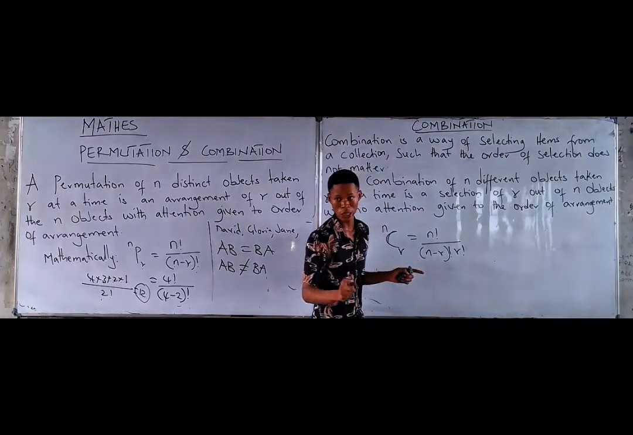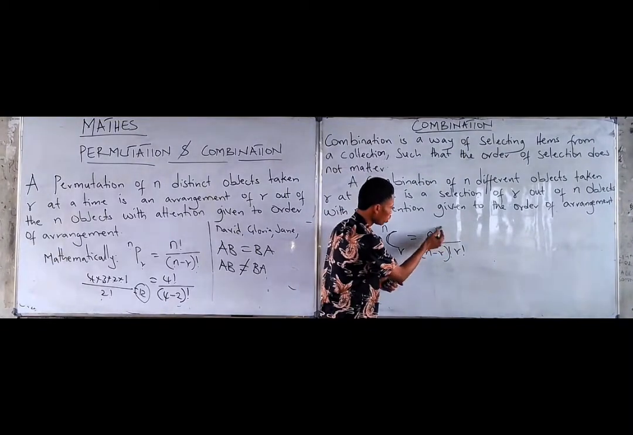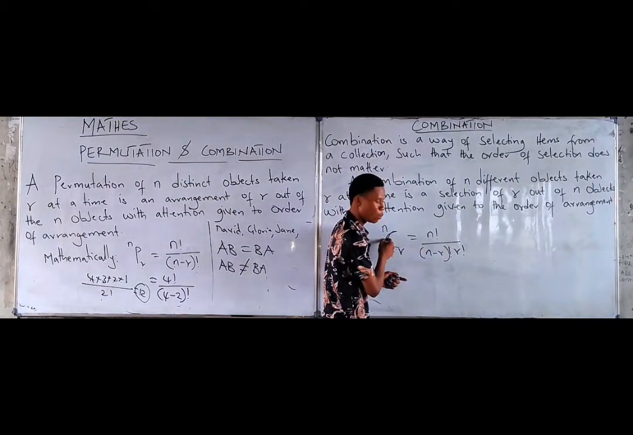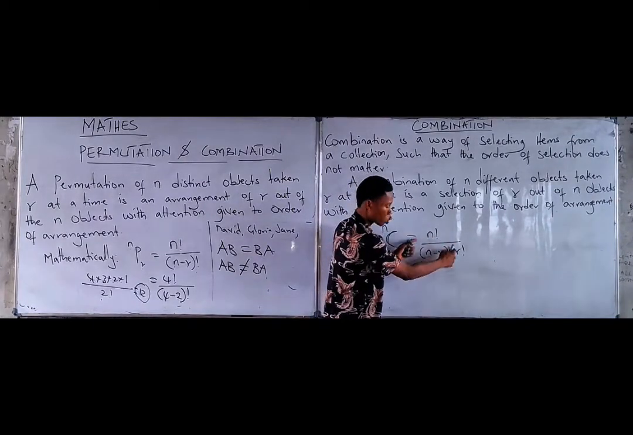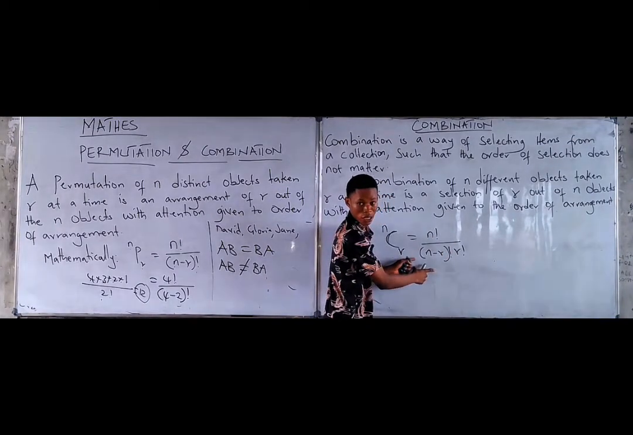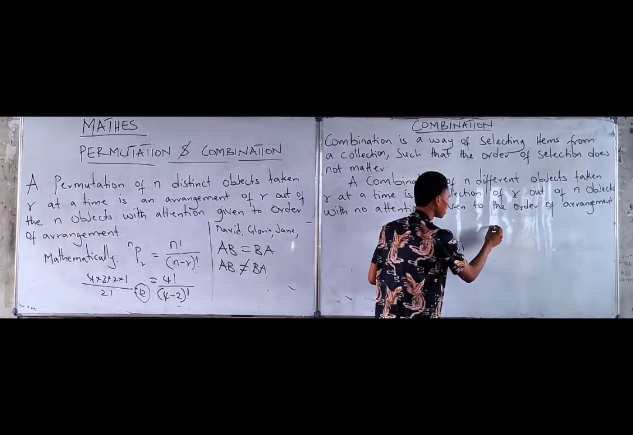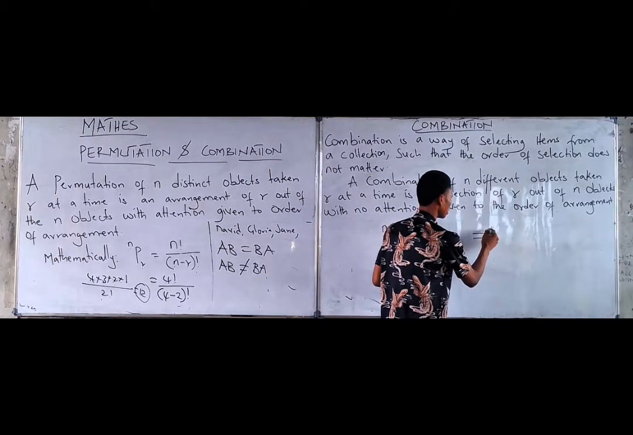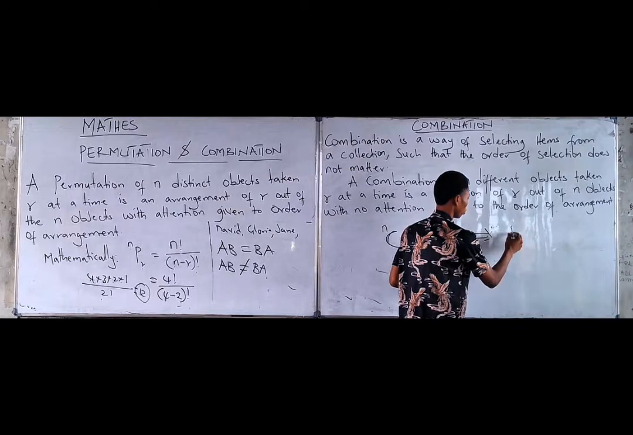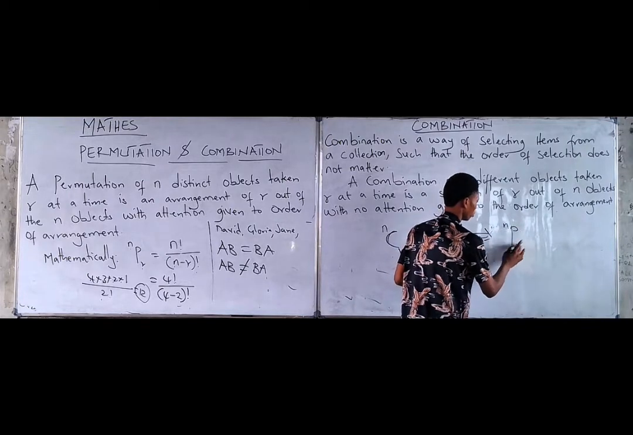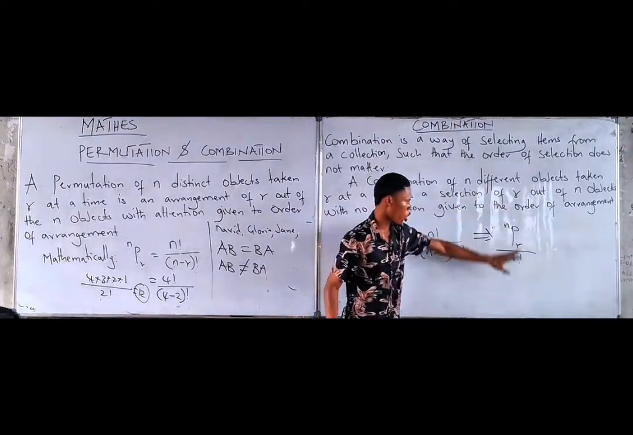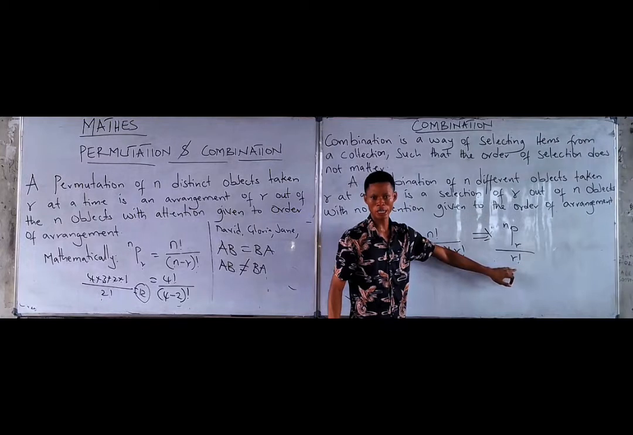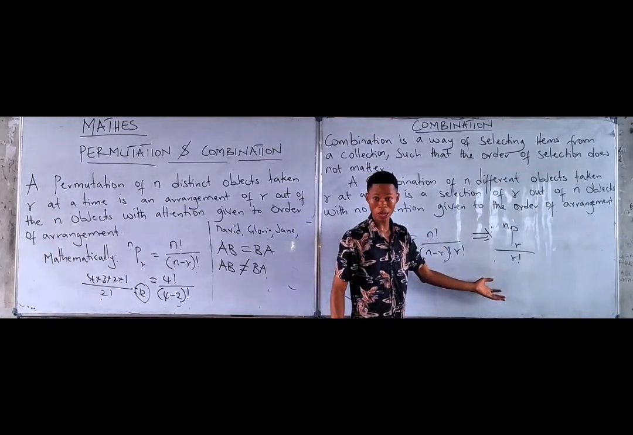If you look at this, you discover that this part of the formula for combination is for what? This part is for what? Permutation, right? So you agree with me that this is the same thing as permutation all over r factorial. Is it the same thing? It's the same thing, right?